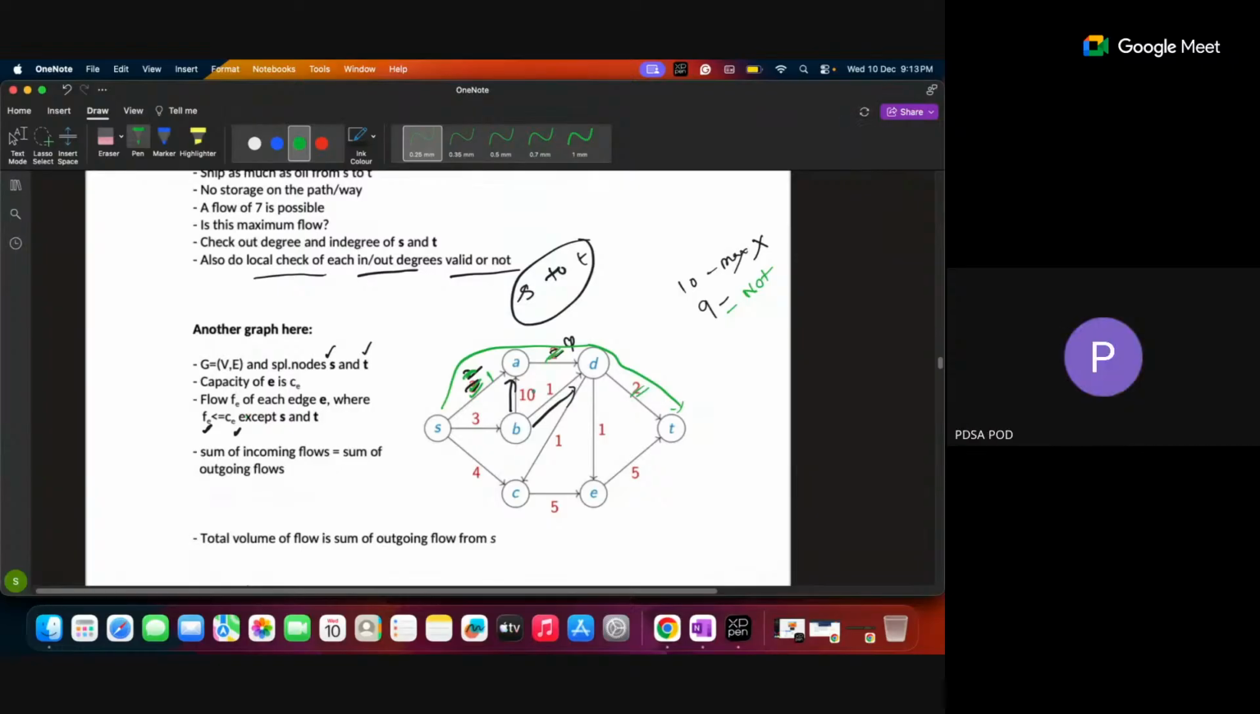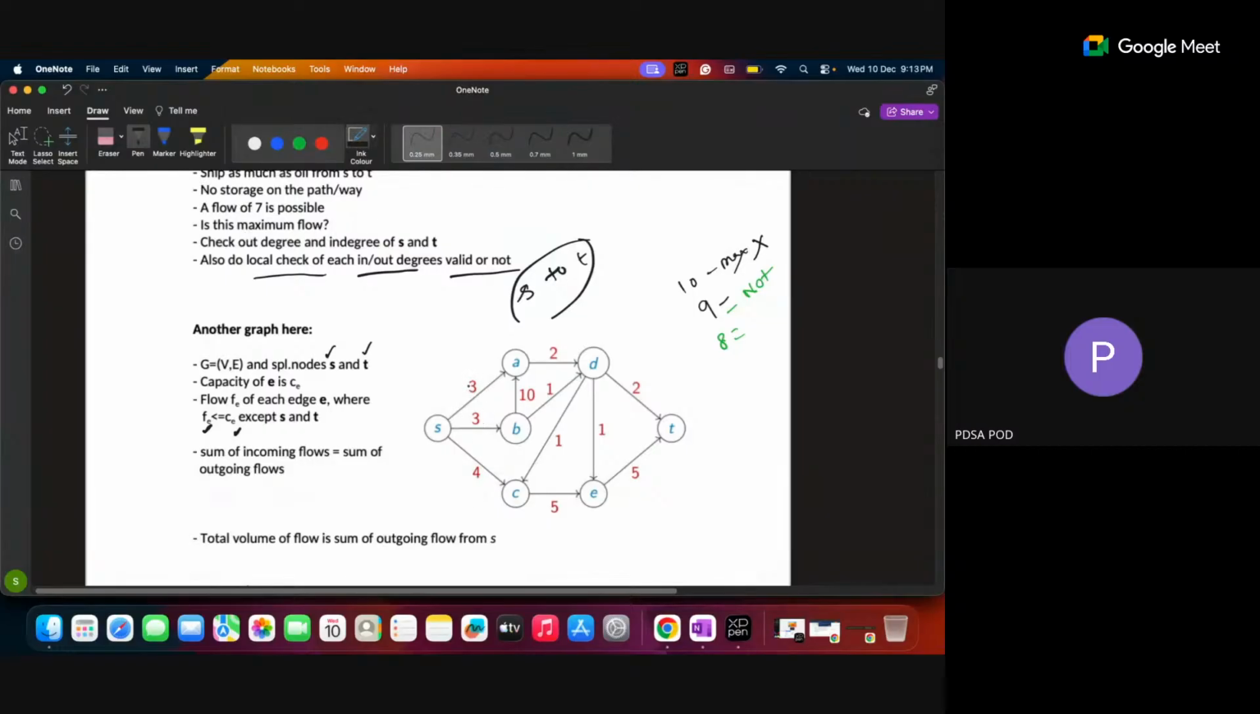Okay, next one, can we try 8? I think 8 is also not possible. Let's try this one, 8. If you are taking 8, maybe you try to take this one as 4, that is okay.